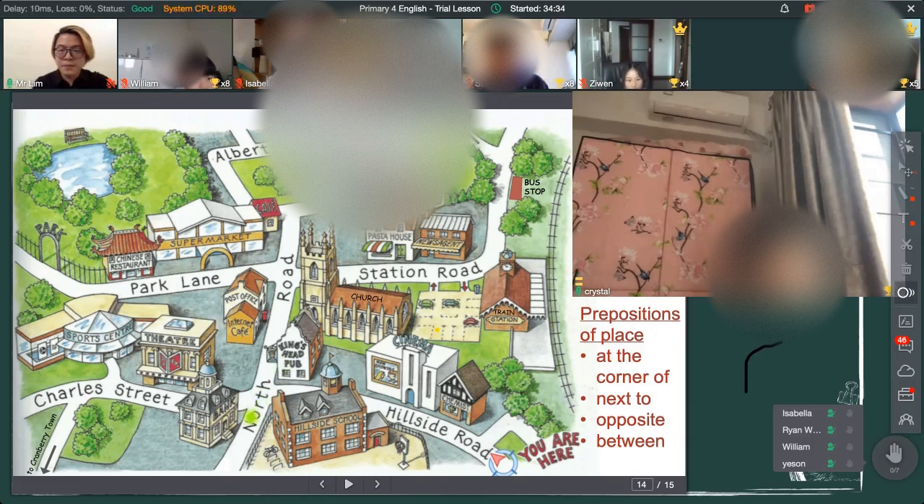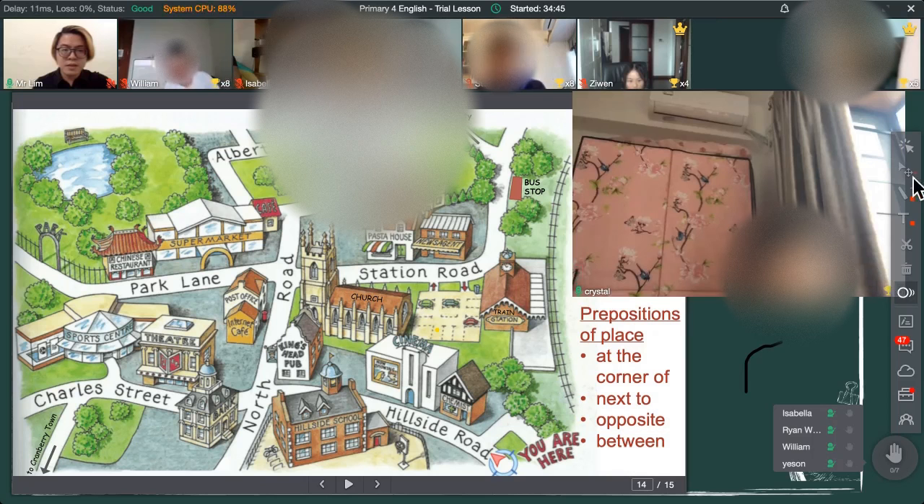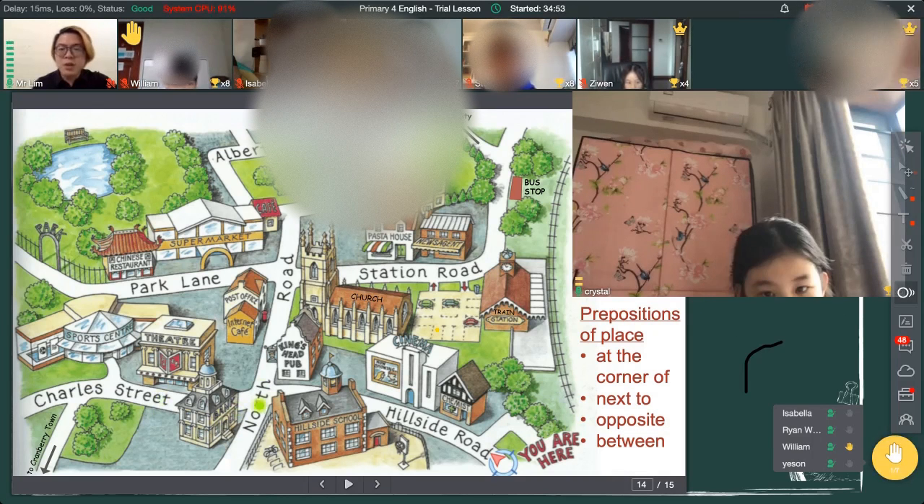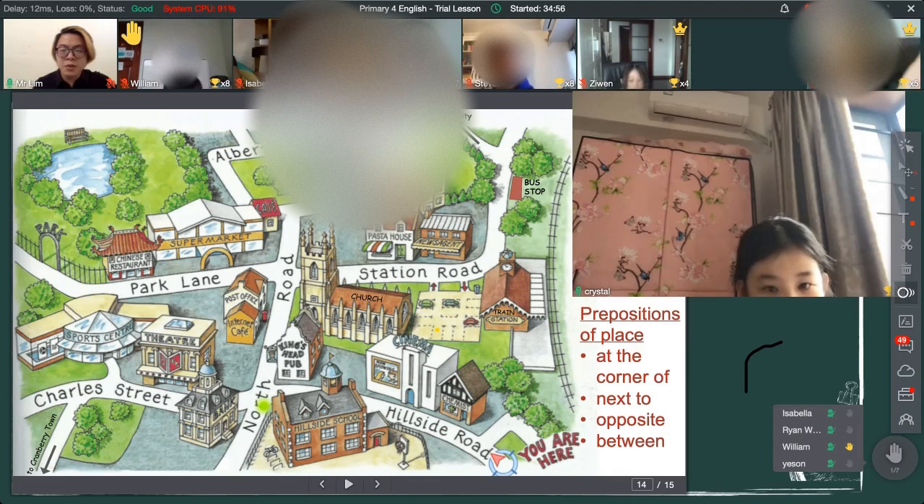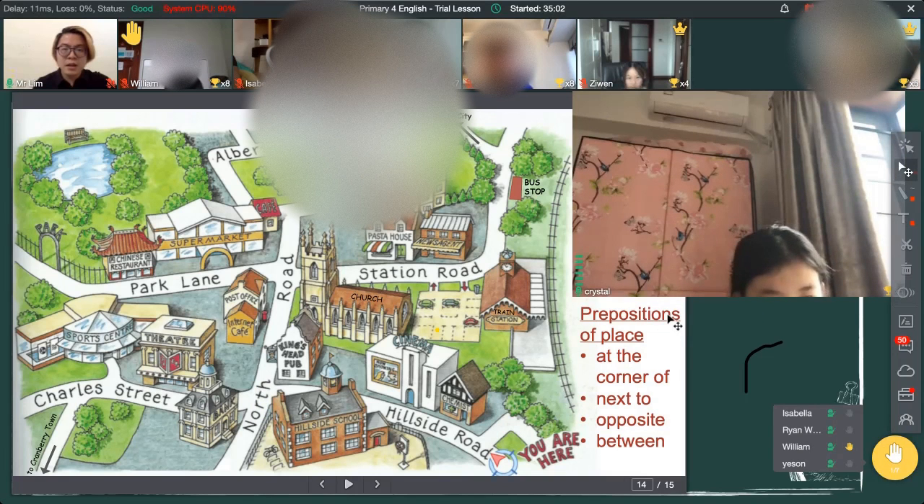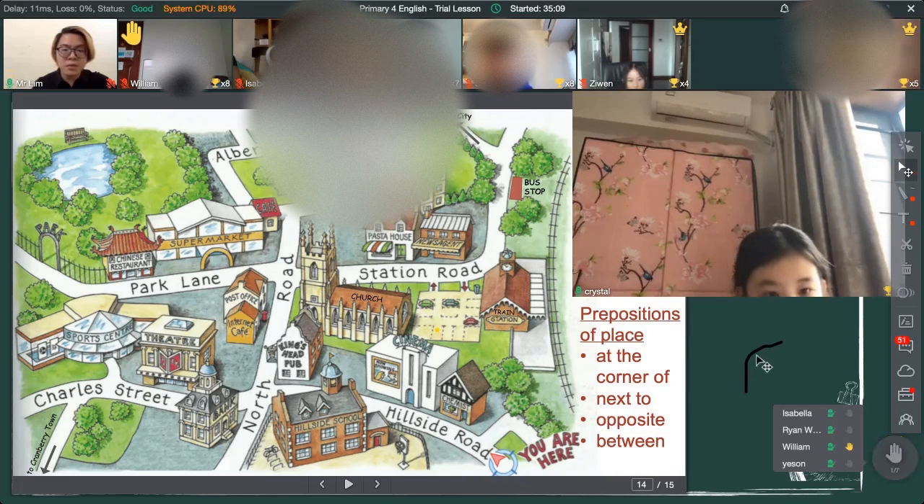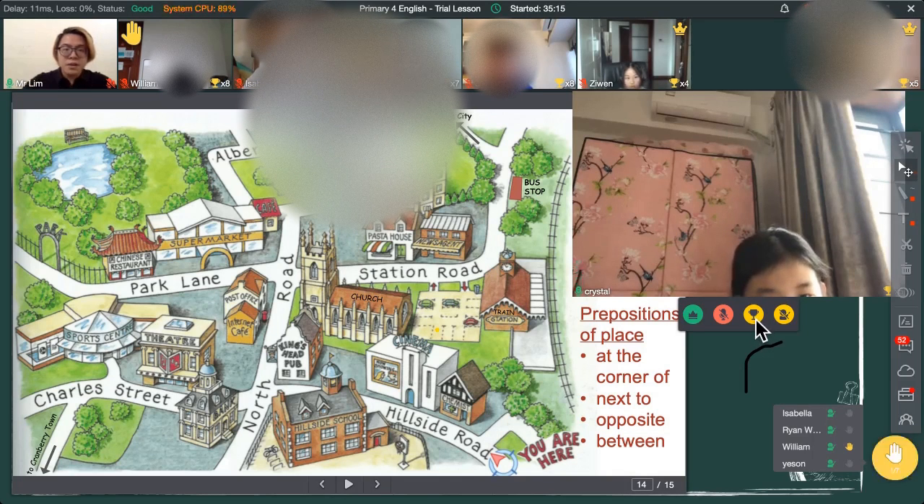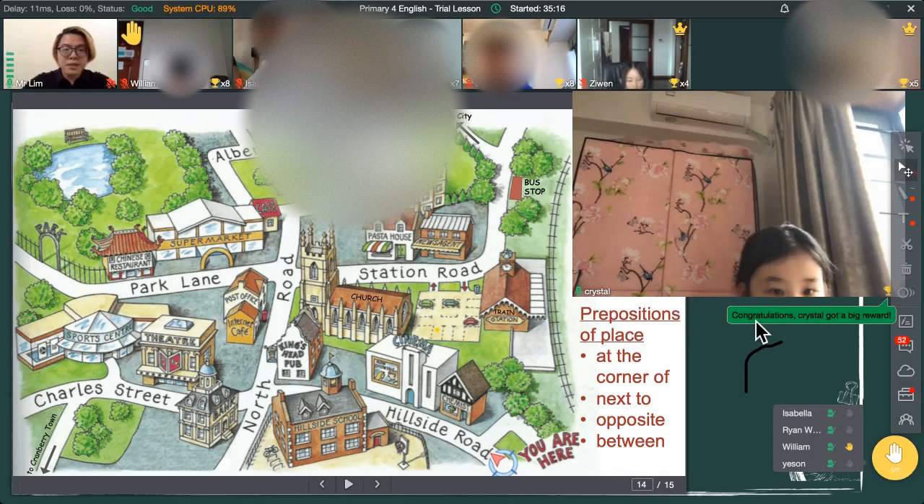What will you see? And where is the bank located at? I don't know how to say it. All right, so how you say it is the bank is at the corner of Charles Street and North Road. Could you please say that for me, please? The bank is in the Charles Street and the North Road. It's at the corner of Charles Street and North Road. Okay, well done. Well done, Crystal.